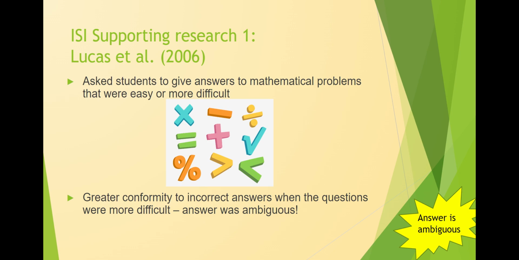So the first piece of research is Lucas et al. 2006. They asked students to give answers to mathematical problems that were easy or more difficult. They found greater conformity to incorrect answers when the questions were more difficult, when the answer was ambiguous. Okay, so it shows that participants may go along with the group when they're not sure what the true answer is.